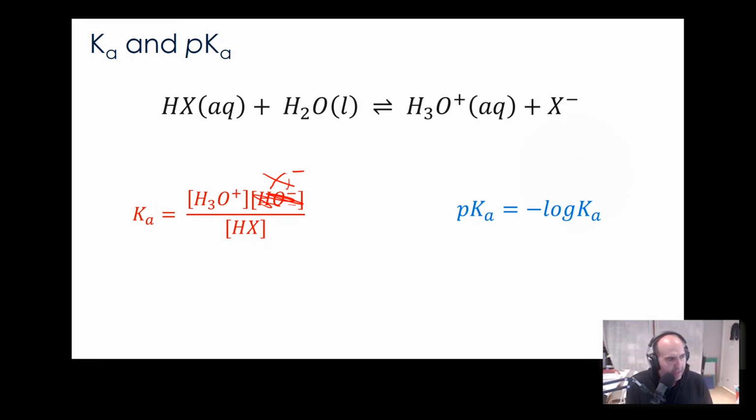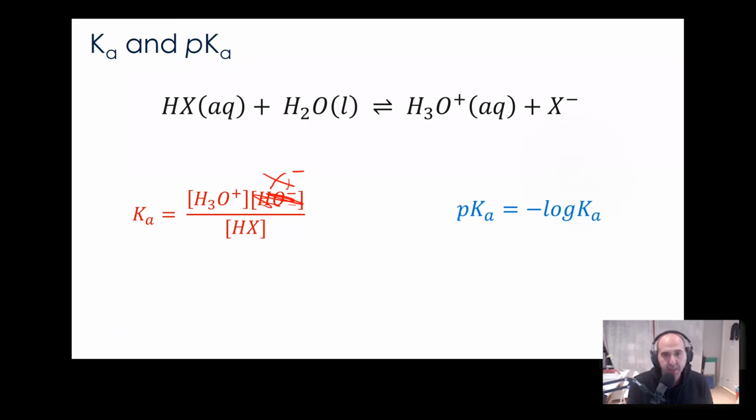And typically, the larger the value of Ka, the more acidic something is. But because these typically are small numbers, 10 to the minus 3, 10 to the minus 5, 10 to the minus 10, they're annoying, in all honesty. They're annoying to think about. So we tend to use a logarithmic scale to talk about the relative strength of acids, just like we do if we're talking about acidity.